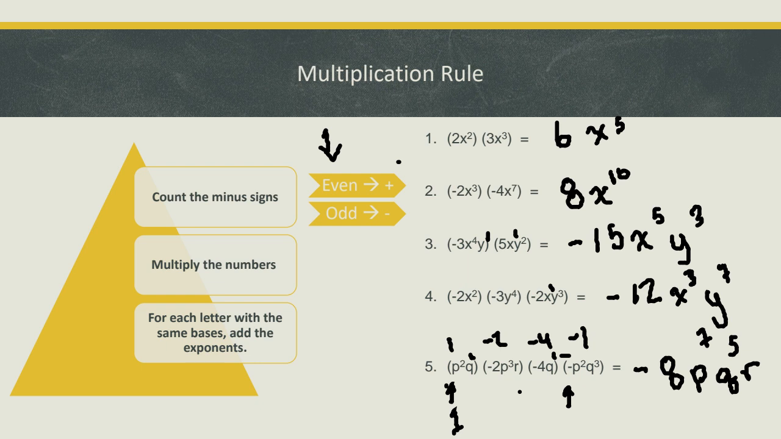So you could put a 1 up here, or you could just be a mathematician and be lazy. There's probably a much better word for it, but that's just what I was told my whole life. And erase that 1. So your final answer would be negative 8, p to the power of 7, q to the power of 5 times r.